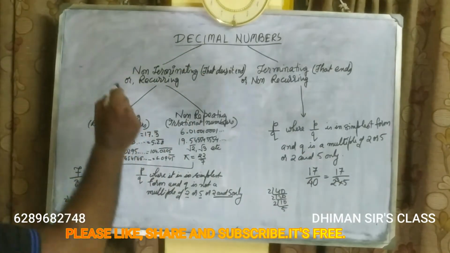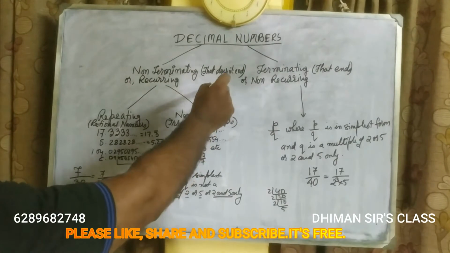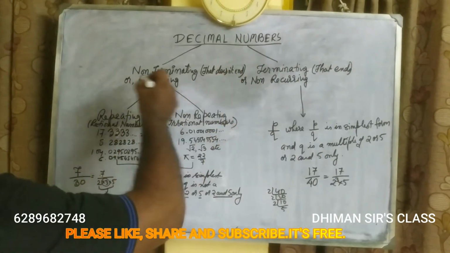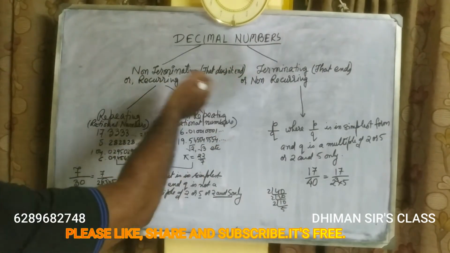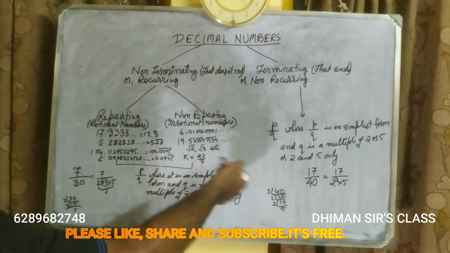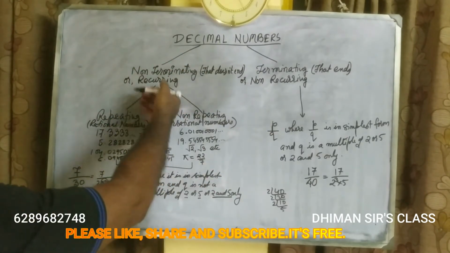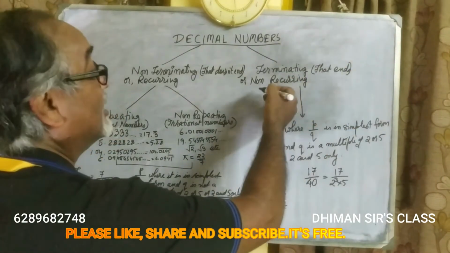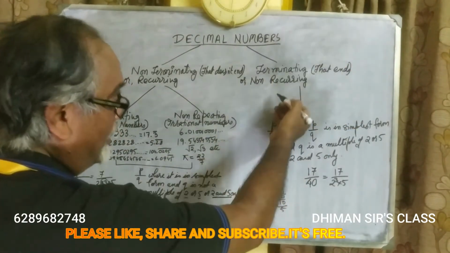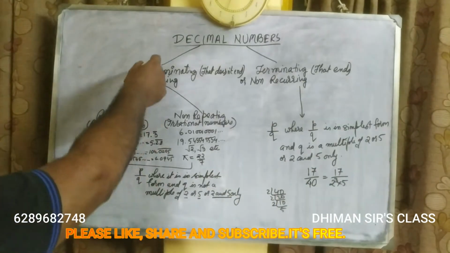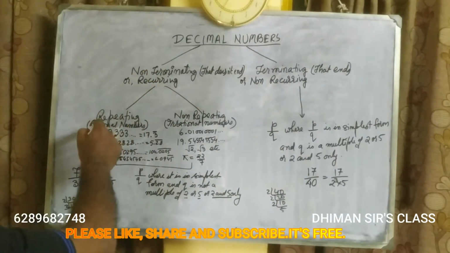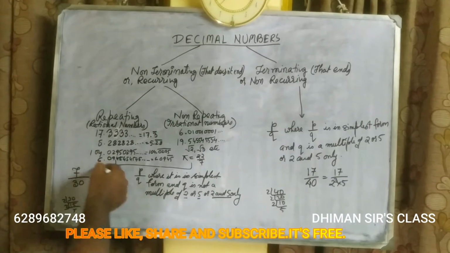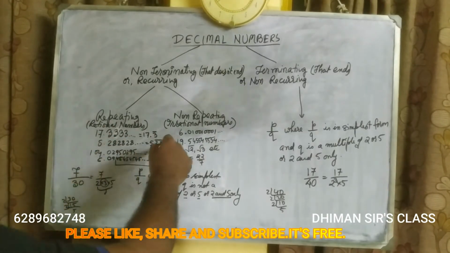So here we have understood non-terminating, that doesn't end, recurring. You can also call non-terminating as recurring, that doesn't end, and terminating, that ends, can also be called non-recurring. And this non-terminating can be repeating and non-repeating. The repeating examples I have given you, and the non-repeating also.